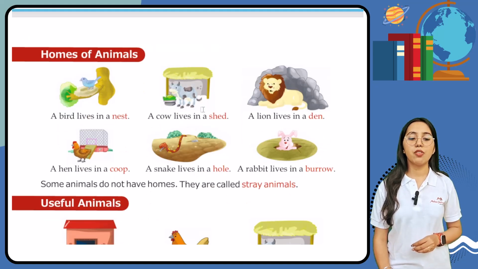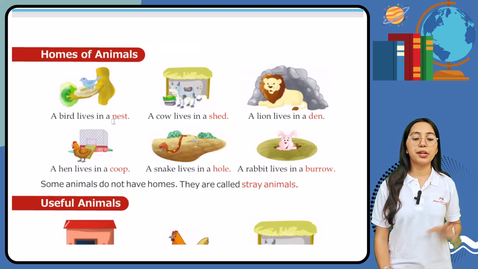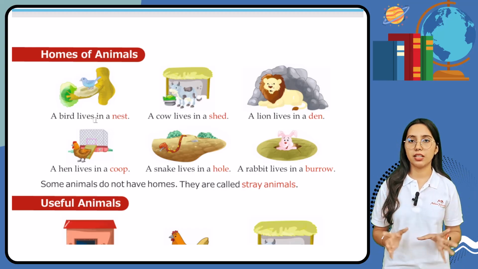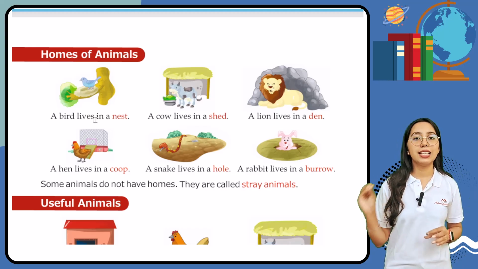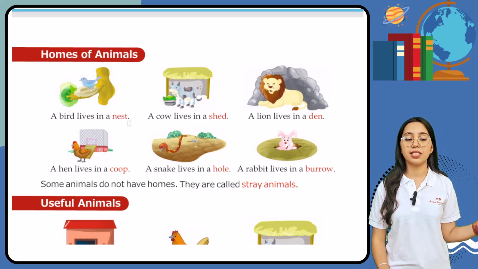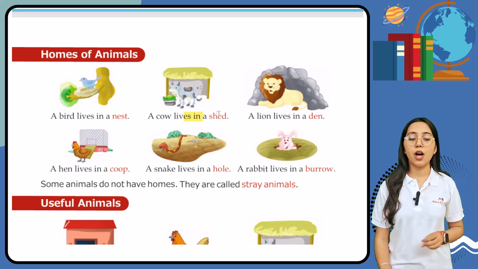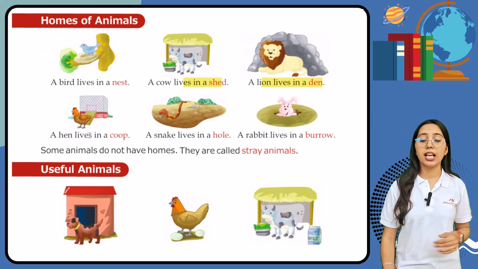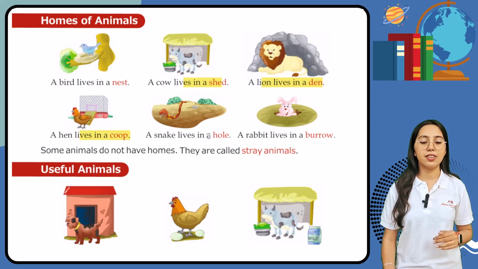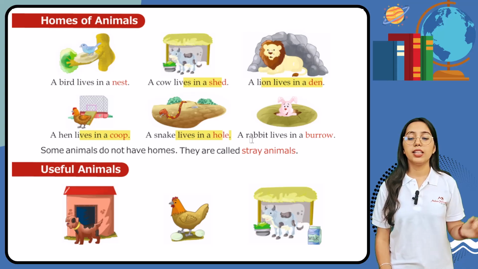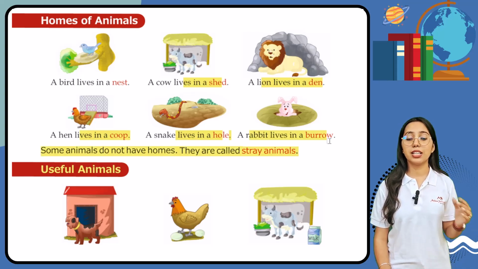Now next we have homes of animals. So a bird lives in a nest, right? So what is bird doing? Bird makes nest on the tree, and in the nest they lay eggs and take care of young ones, right? So bird is living where? In the nest. Then cow lives in a shed, right? Then lion lives in a den. Then we have hen, and hen lives in a coop. Then we have snake, and snake lives in a hole. Then we have rabbit, and rabbit lives in a burrow.